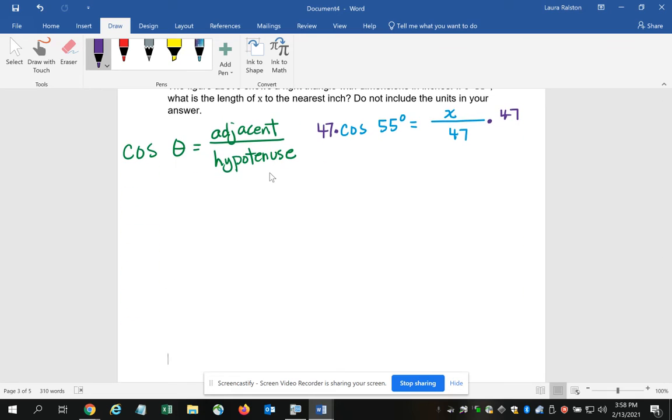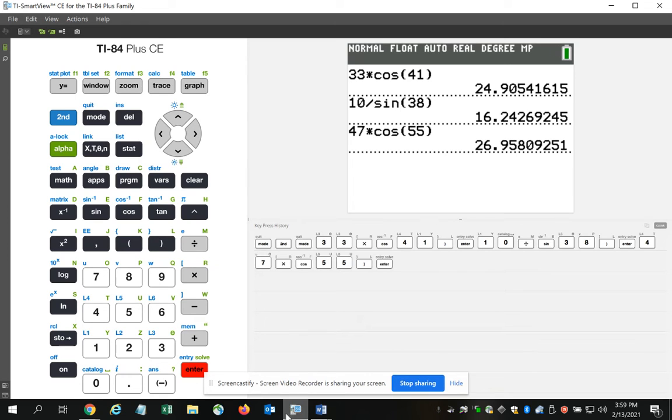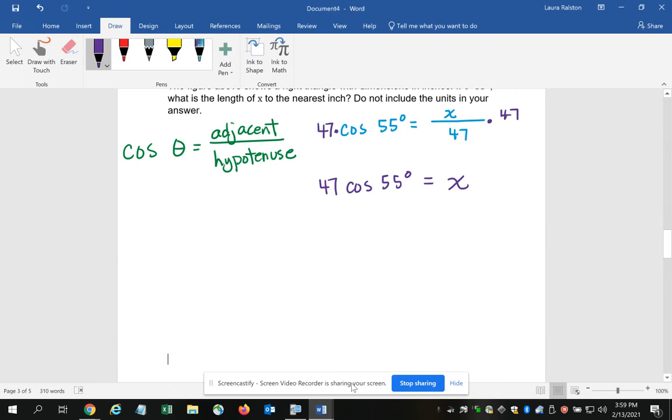So we have 47 times the cosine of 55 degrees equals X. Again, we're going to use our calculator. So we have 47 times the cosine of 55 degrees. We're in degree mode. And we get 26.598. And it again asks us to round to the nearest inch.